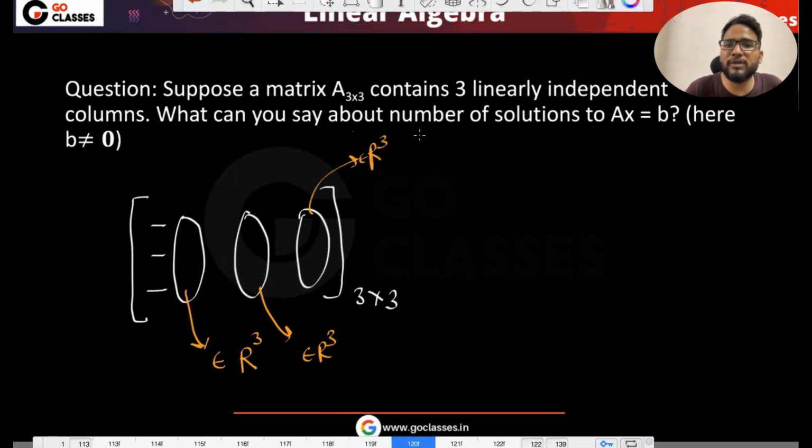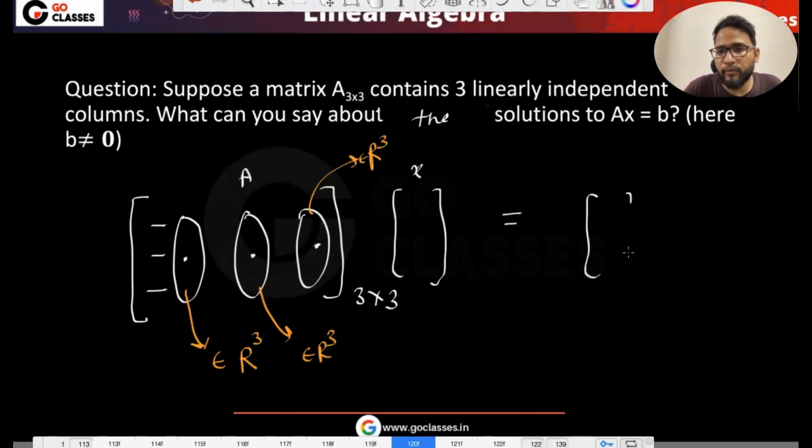Now I'm asking, suppose a matrix A 3 by 3 contains 3 linearly independent columns. These are 3 linearly independent columns. Now, what can you say about number of solutions? Oh, okay, let's not worry about number of solutions. Let's just talk about the solutions, whether there exists a solution or not. The solutions to Ax equal to B, which means they are saying you have 3 linearly independent vectors, and I give you A, I give you B. Do you have a solution to Ax equal to B?